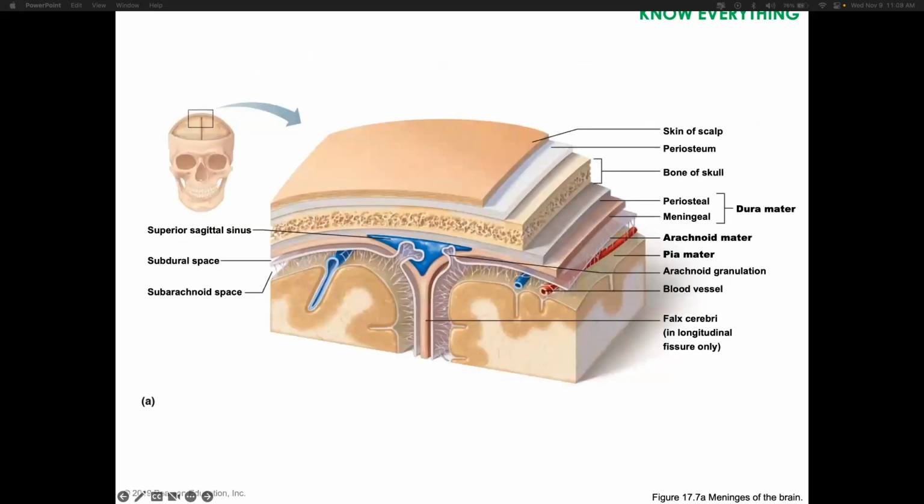And here we have a visual representation of the layers of the meninges. Beneath the skull, we have the two layers of the dura mater, the periosteal and meningeal layer. Then we have our arachnoid mater, and then finally the deepest layer is our pia mater.